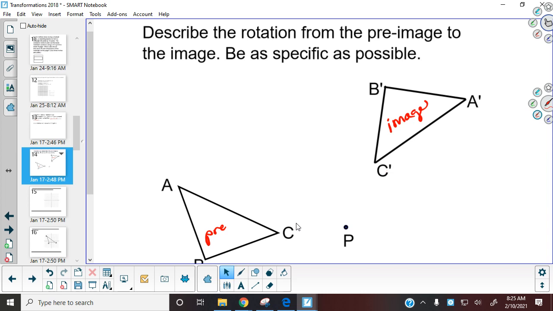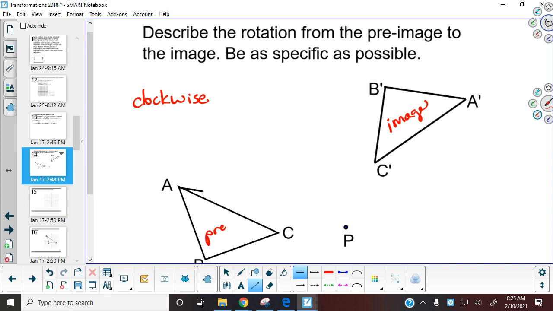The way that we're going to think about this is, first off, if we go from here to here, we know that our direction is clockwise. If it was going the other way, it would be counterclockwise. So it's clockwise. Then we want to tell how many degrees. This is the part where for some of us, it might be a little bit of a challenge. You want to pick a point and its pre-image, like A and A prime, or B and B prime, or C and C prime.